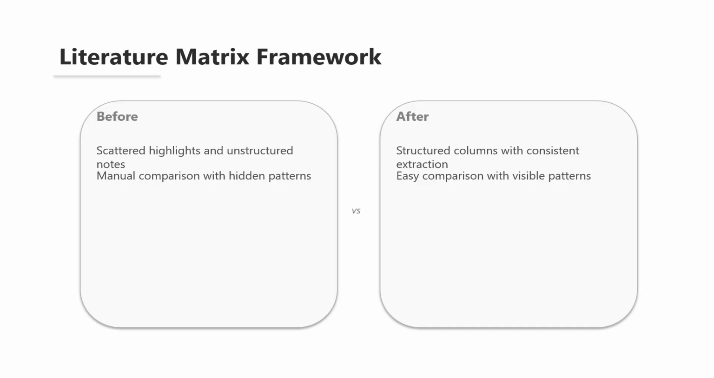Pro tip: use consistent coding. Instead of writing survey in one cell and questionnaire in another, pick one term and stick with it. This makes filtering and pattern identification much easier. Another tip: add a notes column for things that don't fit elsewhere. Sometimes you read something interesting that might be relevant later. Capture it, but don't clutter your main columns.